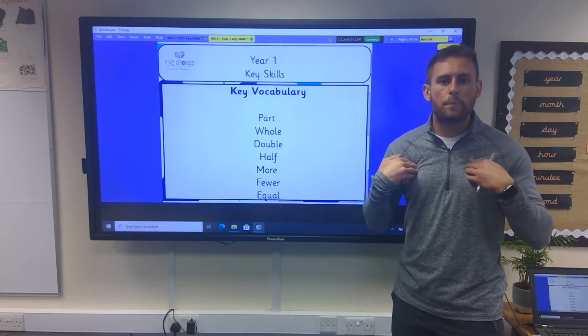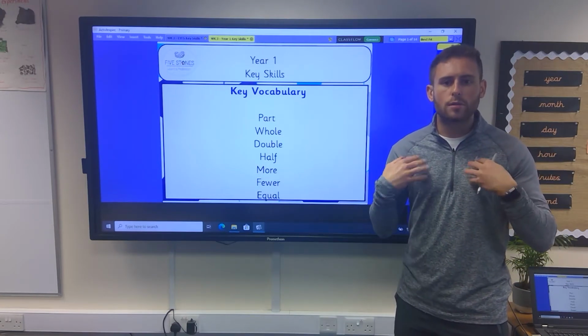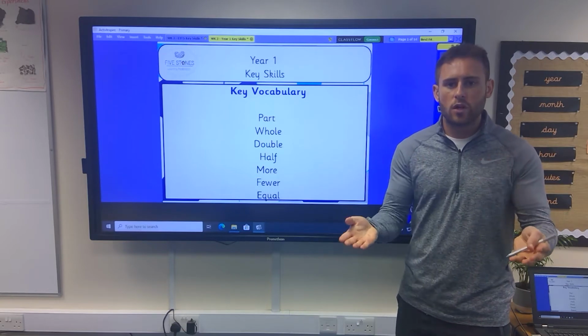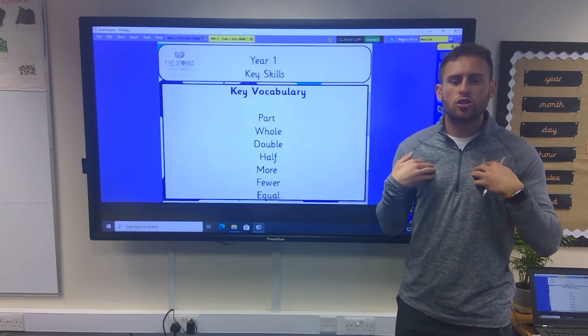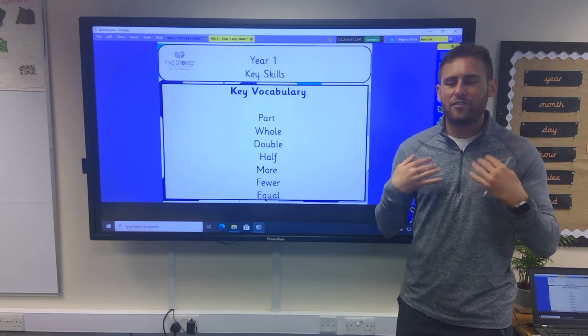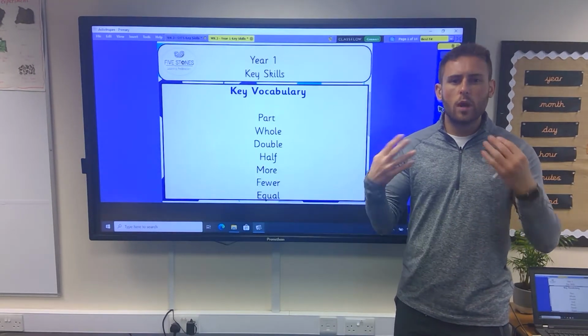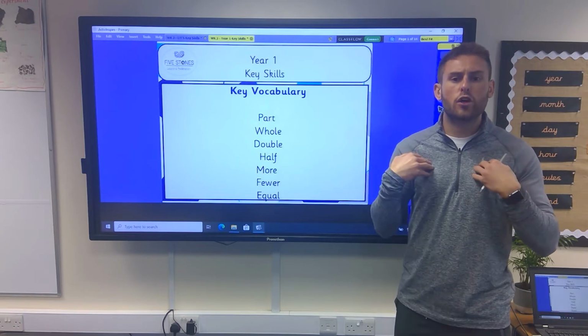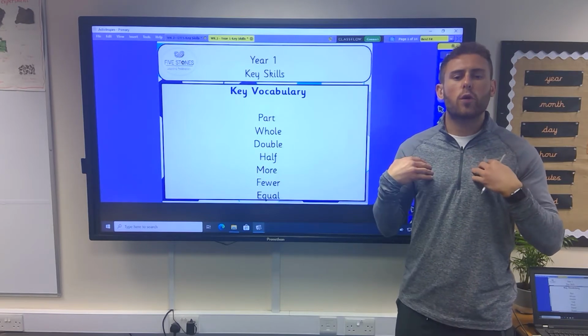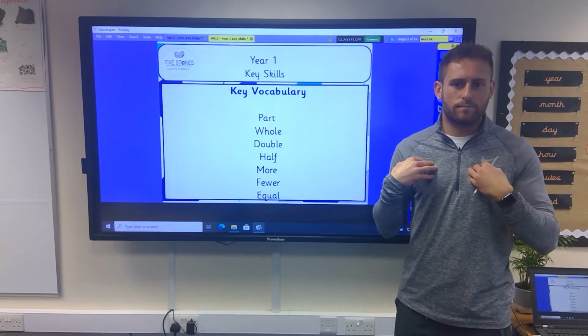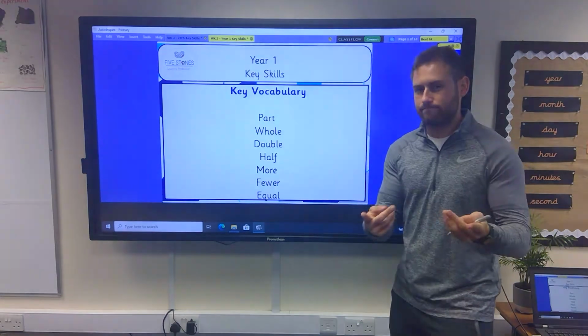Part, part, whole, whole, double, double, half, half, more, more, fewer, fewer, equal, equal.